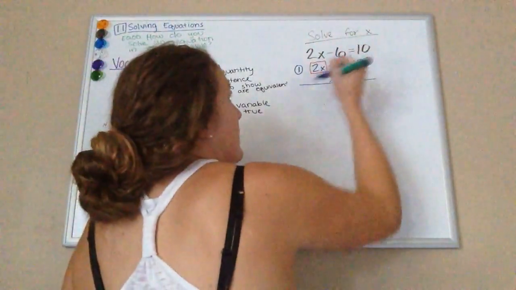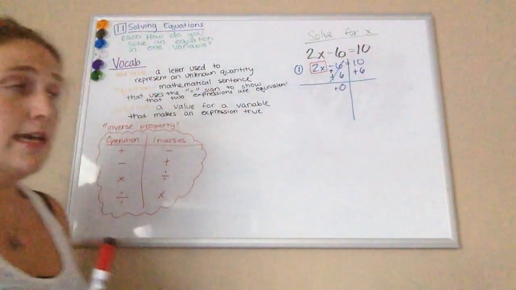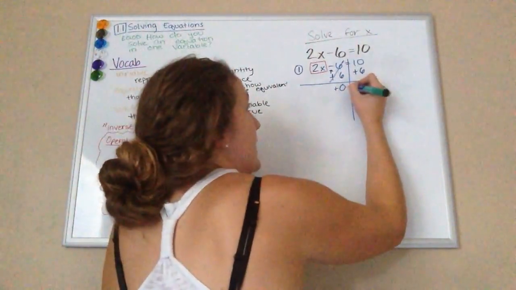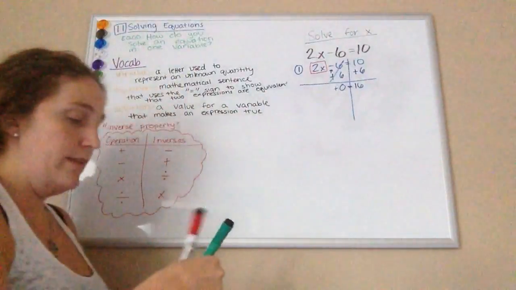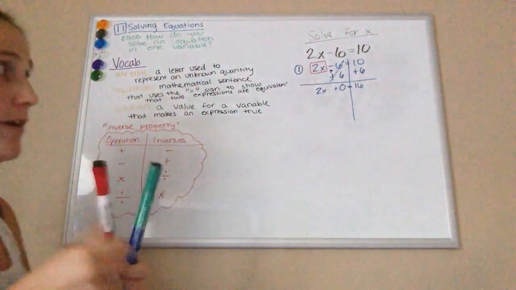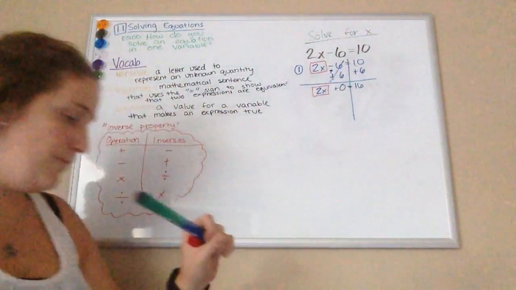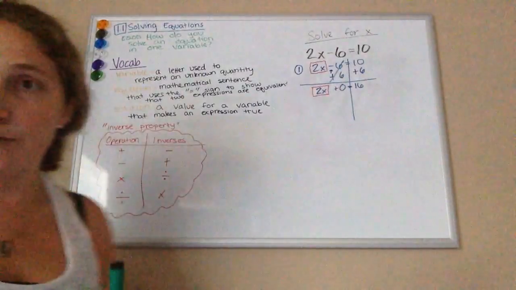So we've got these, -6 and +6. Those add up to a 0. And we have 10 plus 6. We've got 16. And we've still got that 2x that we're going to carry down. And I'm still going to put it in a red box because I'm not quite sure that it's by itself yet. Not really positive. I'm not convinced that it's alone.